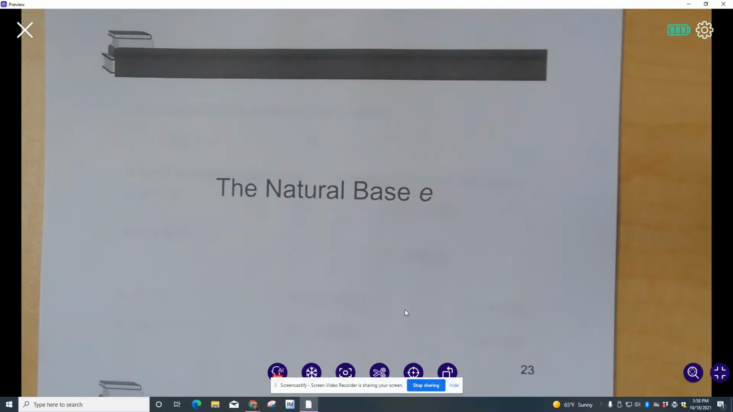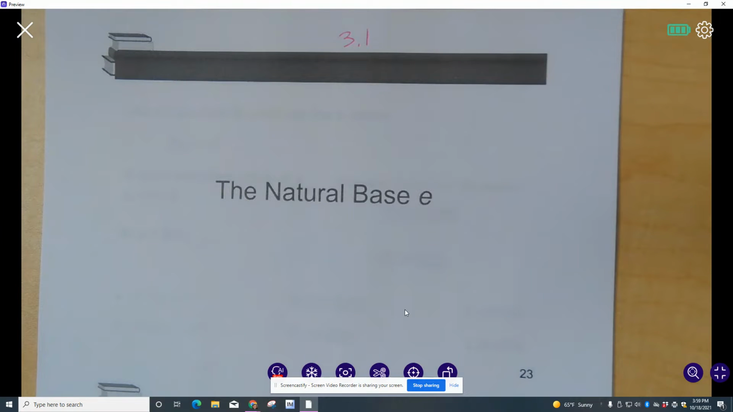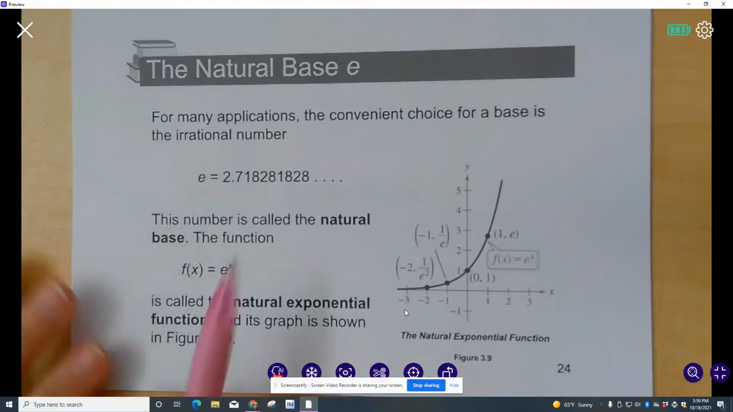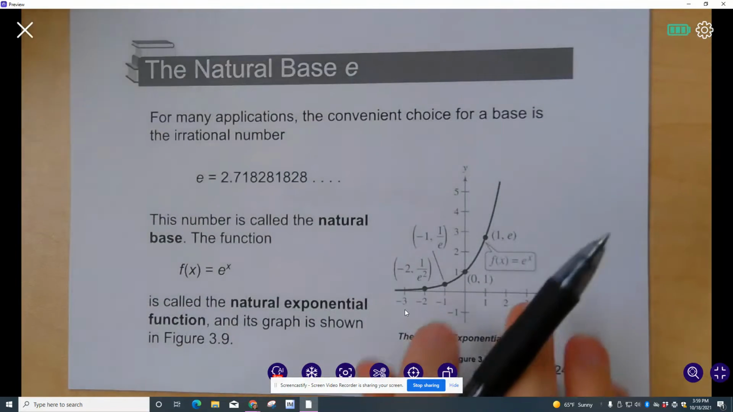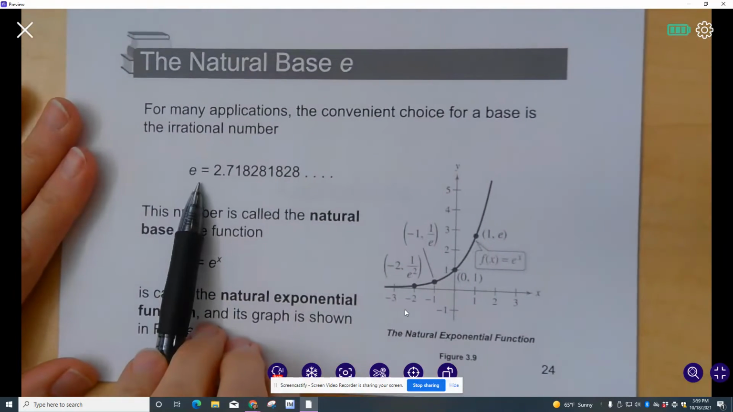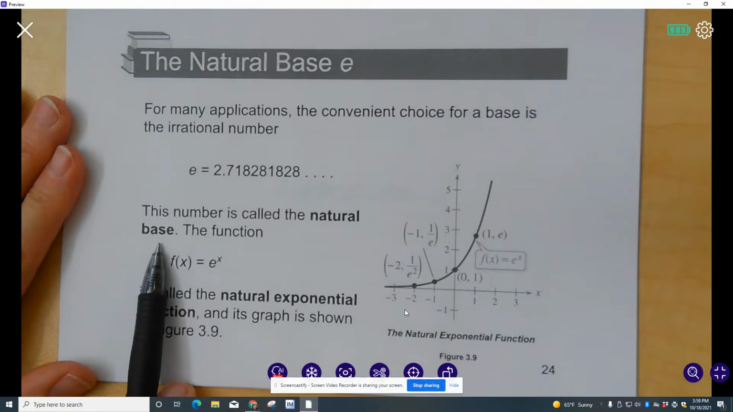Hey everyone, this is the second video for section 3.1 in advanced math. So we left off right here at natural base e. Remember, e is just a number. It's equal to that, and it comes up often in financial applications, so that's why it was assigned a special name, e. It's called the natural base.